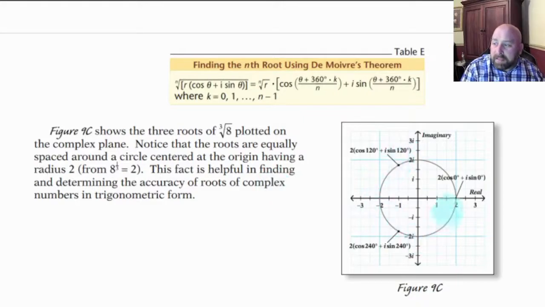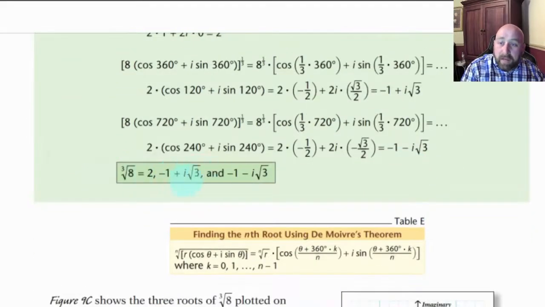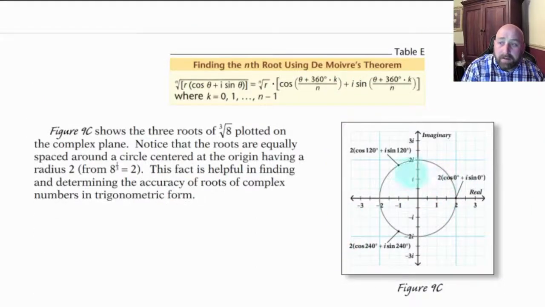And notice that this plots along the graph, right? So the answers that we got over here, they're going to plot right here. So anytime you do this, it will plot onto the imaginary plane, right? So we have the imaginary line going up here and the real line going here.